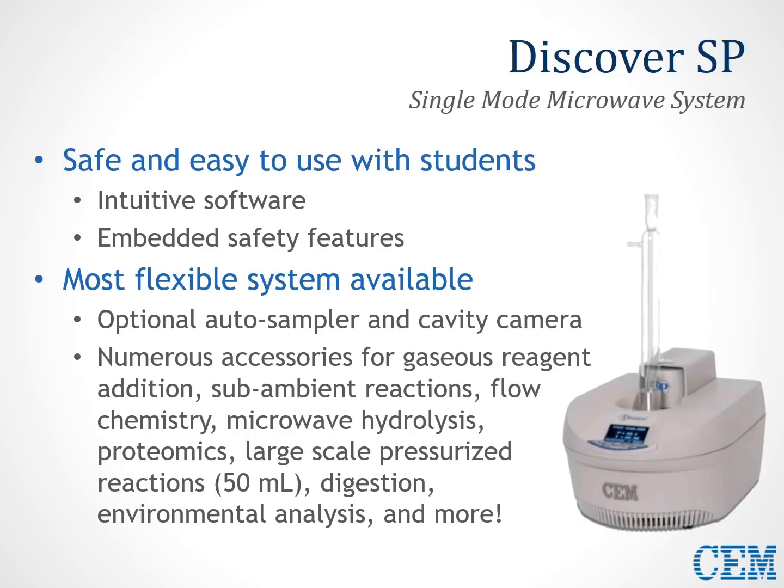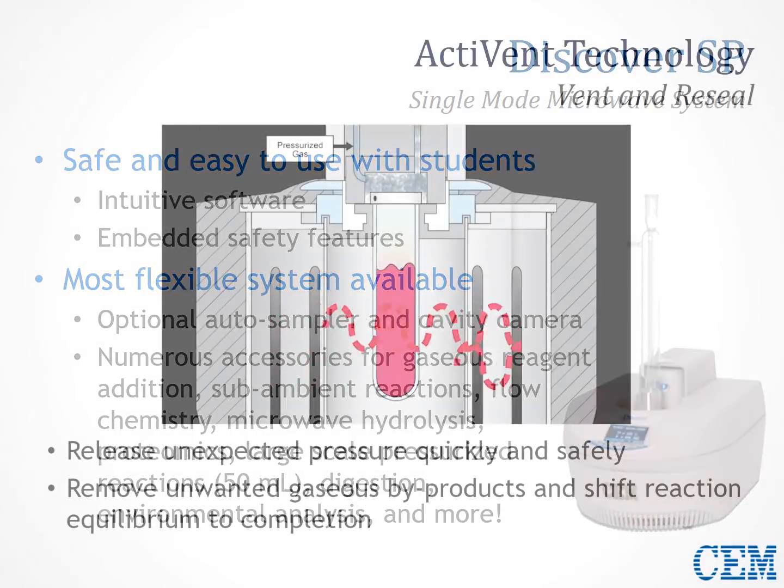There are several accessories that can be added to Discover systems for customization. So an autosampler can be added to increase your throughput during a class, or you can set up reactions to run overnight. A cavity camera can be added to assist with reaction optimization or provide pictures and videos for publications. Something that's really cool is as your reaction progresses, you can watch for a color change or precipitant or something crystallizing and adjust your methods accordingly. There are also accessories for adding gaseous reagents, performing subambient reactions, flow chemistry, hydrolysis, and some large-scale reactions.